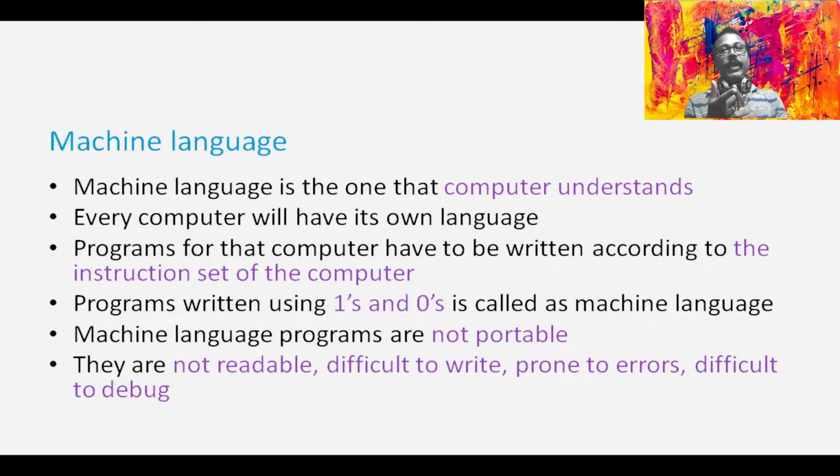It is difficult to write. It is difficult to read. It is definitely prone to errors. A sequence of ones and zeros, 1 1 1 0 0 1 1 1 0 0 1, something like that, is difficult. So it is prone to errors. At some point you may type 1 instead of 0, or 0 in place of 1. So it is difficult to write, difficult to understand, difficult to read, difficult to debug, etc.